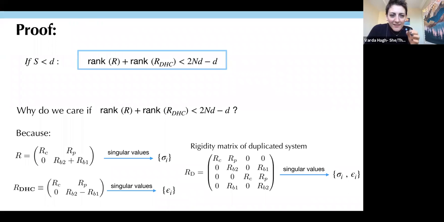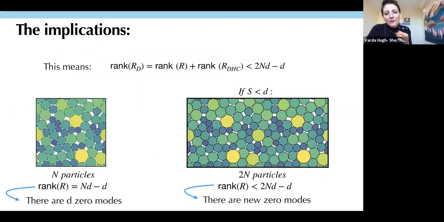And from that proof, we know that the rank of R plus the rank of RDHC is smaller than this value. So basically, whenever you have a system and you duplicate it and look at its rigidity matrix, RD, its rank will always be smaller than 2ND minus D.